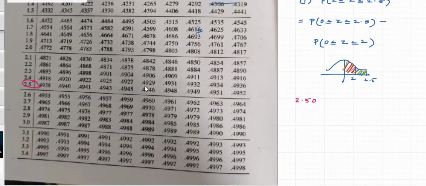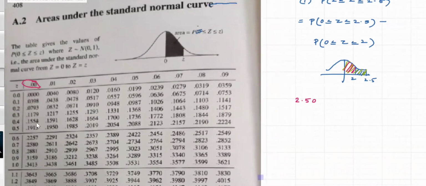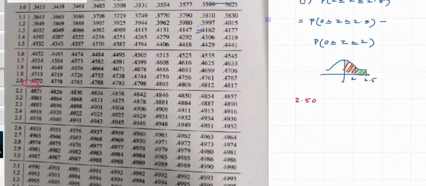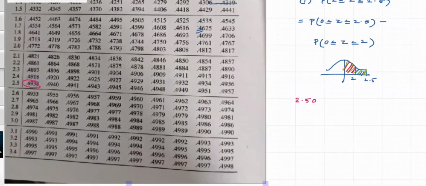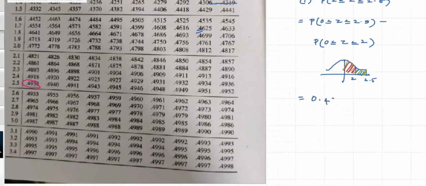Now 2.50 means you are taking 0.00, the first column. If it was 2.51, we will select the second column. If it was 2.52, we will select the third column, and so on. Now we have 2.50, so we select the value corresponding to the row 2.5 and the first column, corresponding to 0.00. You can see that the value is 0.4938. That is the probability that 0 is less than or equal to z less than or equal to 2.5.